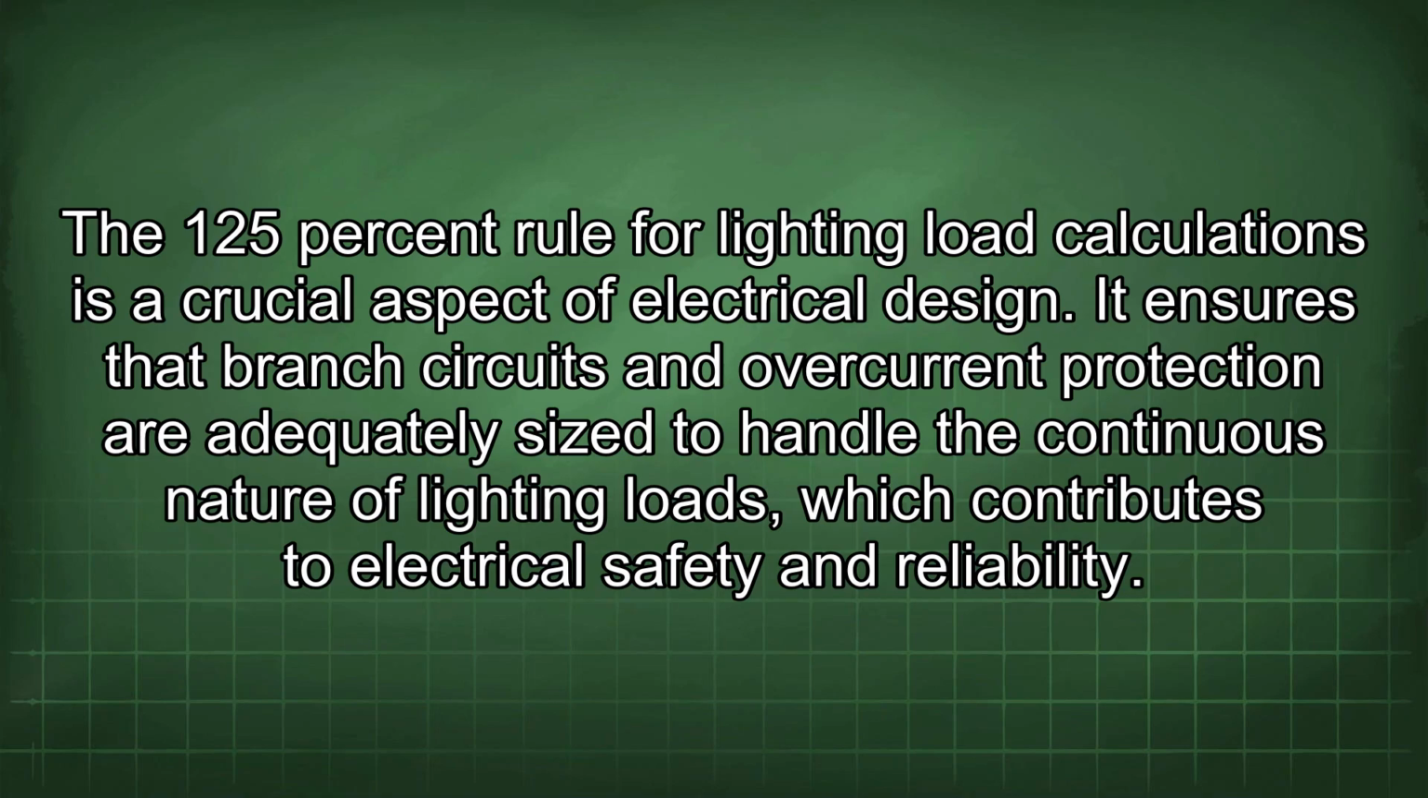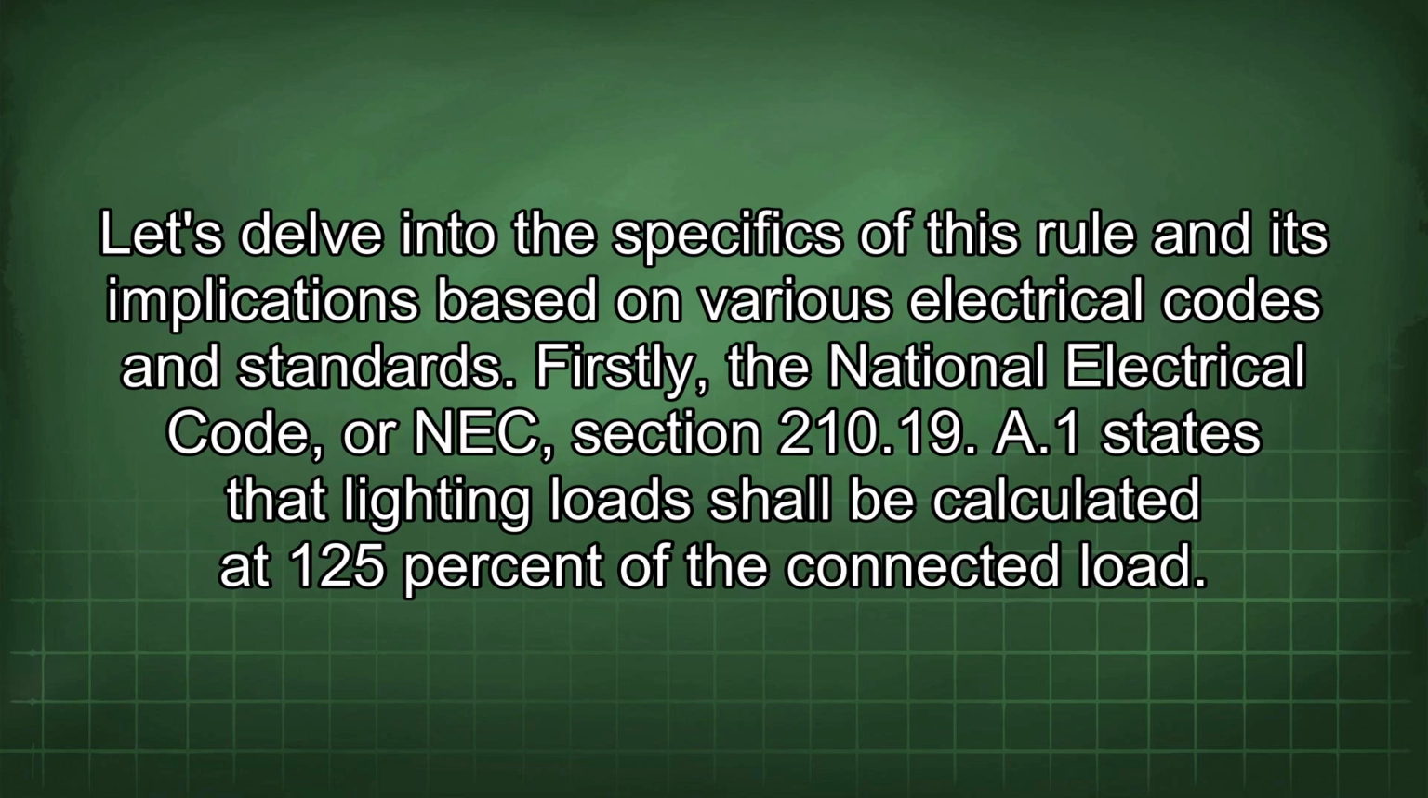The 125% rule for lighting load calculations is a crucial aspect of electrical design. It ensures that branch circuits and overcurrent protection are adequately sized to handle the continuous nature of lighting loads, which contributes to electrical safety and reliability. Let's delve into the specifics of this rule and its implications based on various electrical codes and standards.